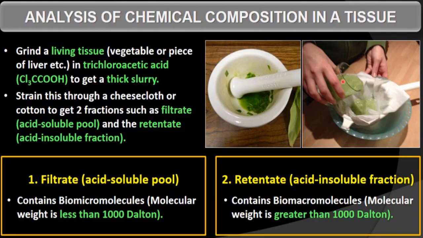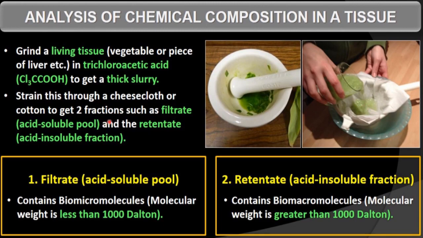Now this slurry will be strained. So strain this through a cheesecloth or cotton. This is cheesecloth here. With the help of cheesecloth or cotton cloth, we can strain it. And after straining, we will get two fractions, one will be retentate and one will be filtrate. The filtrate we will obtain here in the bowl, and the retentate which we will obtain here in the cheesecloth. That will be retentate, and here we will get filtrate.